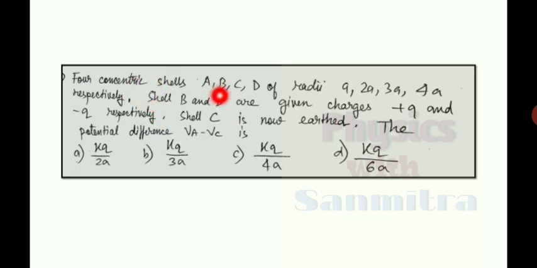Four concentric shells A, B, C, D are given, of radii a, 2a, 3a and 4a respectively. Shells B and D are given charges Q and minus Q respectively. Shell C is now earthed. Find the potential difference VA minus VC.